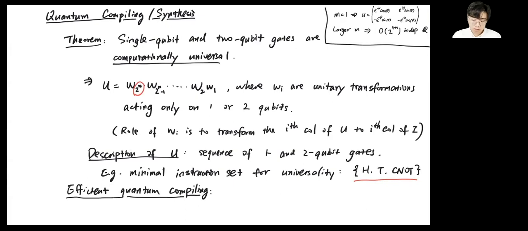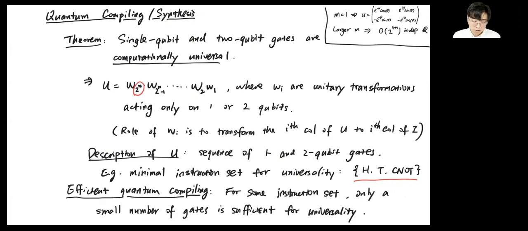Which I'll just state here, that for some instruction set, only a small number of gates is sufficient to synthesize an arbitrary unitary transformation. In other words, a sequence of only polynomial length. In the textbook, I have included a reasoning behind this statement, but I want to emphasize that in order to describe classically an arbitrary unitary transformation, we will need an efficient quantum compiling algorithm.